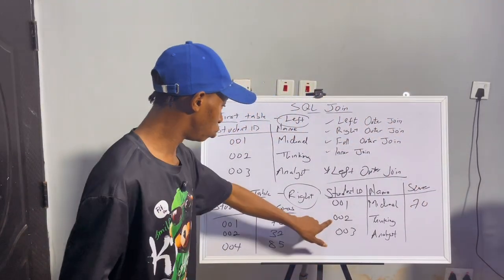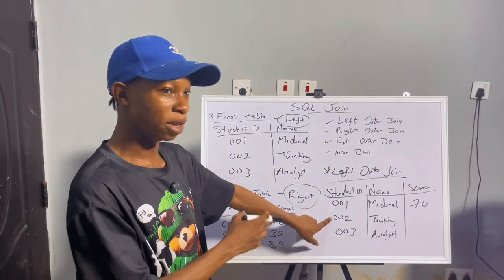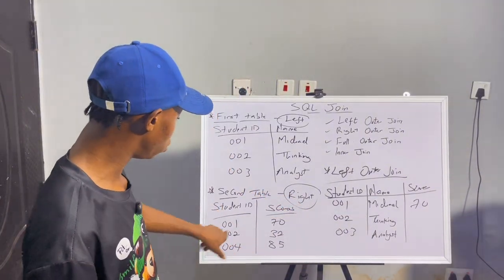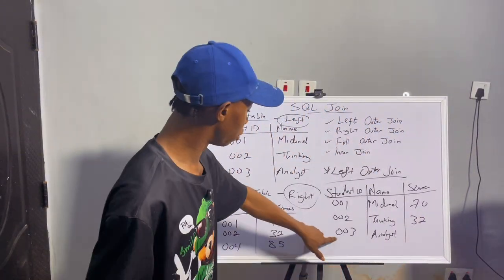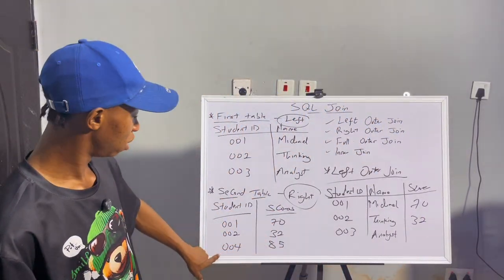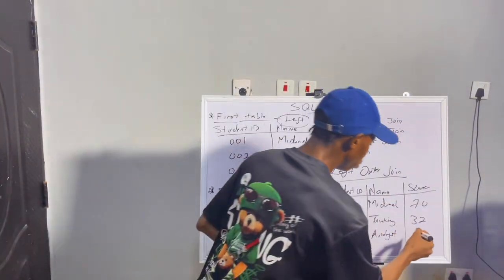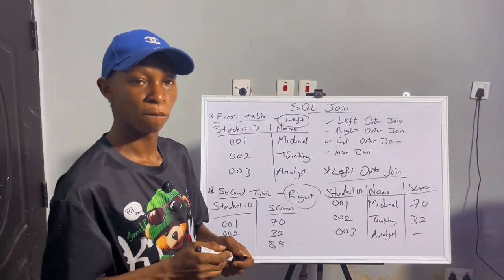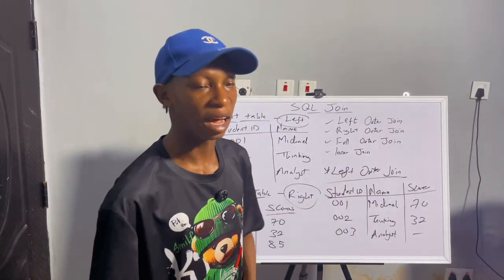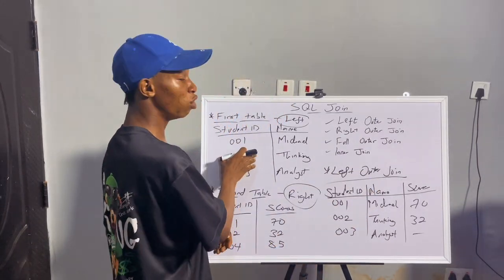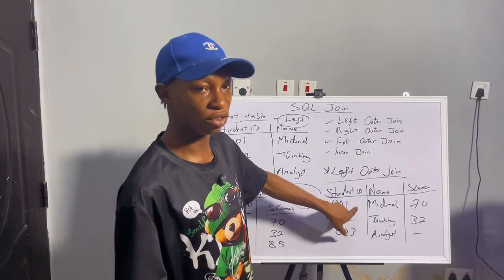We have 002 in our result table, which is coming from the left table. We also have 002 here, and our score is what? 32. So we have 003, but we don't have 003 here, right? Since we don't have 003 here, that means this one is going to be empty. Do you understand now? What left outer join is trying to prove is that the left table is the one that is going to determine what is going to be in our result table.